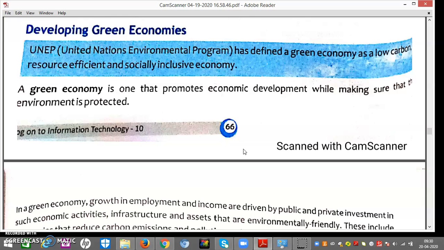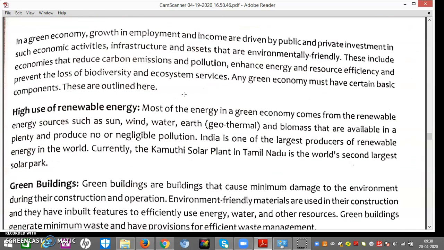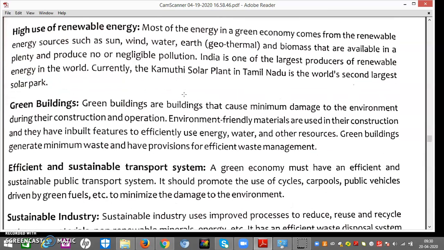Now I will come to the next point called green economy. Now what is green economy? Green economy is one that promotes economic development while making sure the environment is protected. In a green economy, growth in employment and income are driven by public and private investments. High use of renewable energy. We should use those energy sources more and more which are renewable in nature.